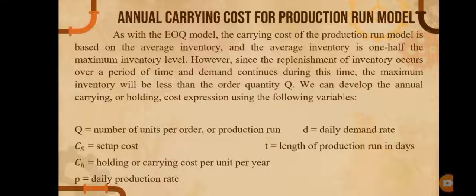We can develop the annual carrying or holding cost expression using the following variables. Q will be the number of units per order, or our production run. CS will be the setup cost. CH will be the holding or carrying cost per unit per year. P will be the daily production rate. D will be the daily demand rate, and T will be the length of production run in days.